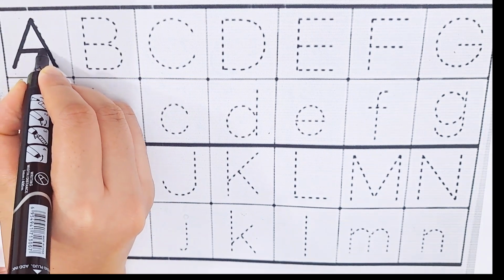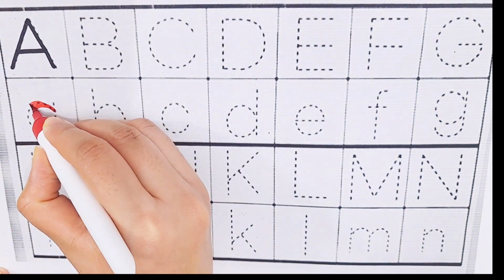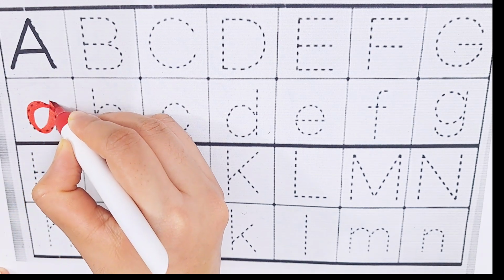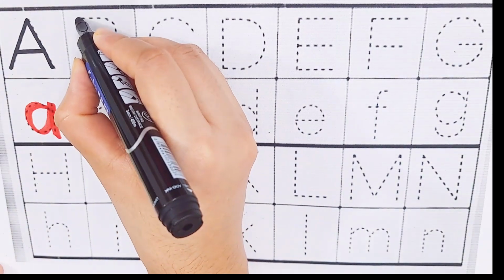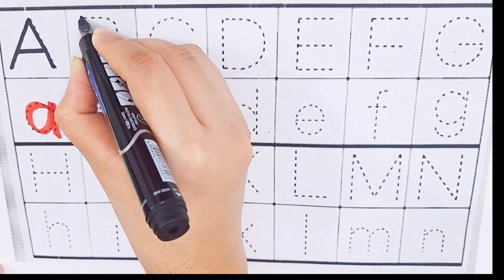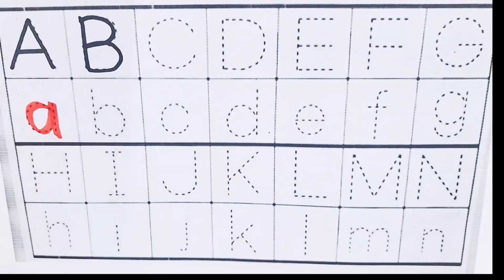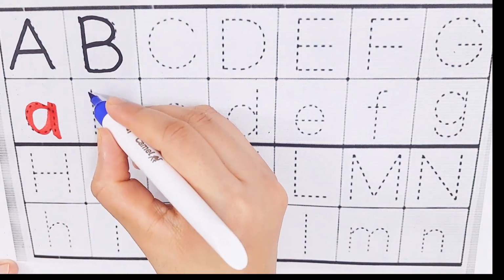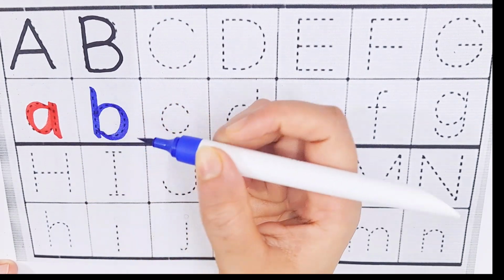A for avocado. A for ant. B for banana. B for blueberry.